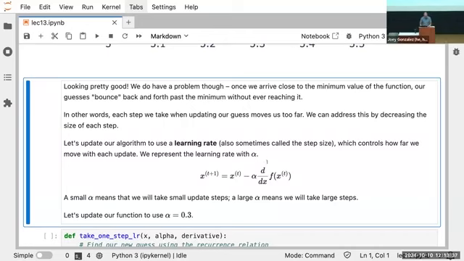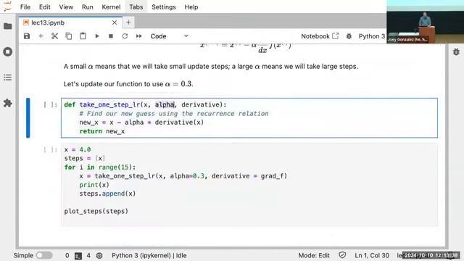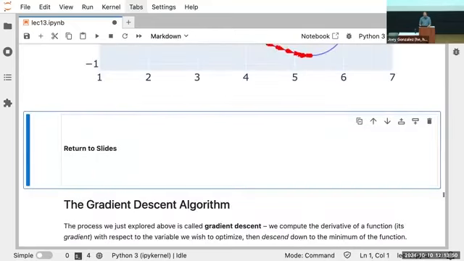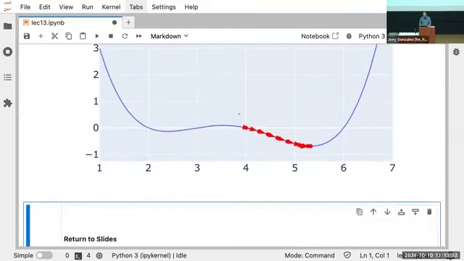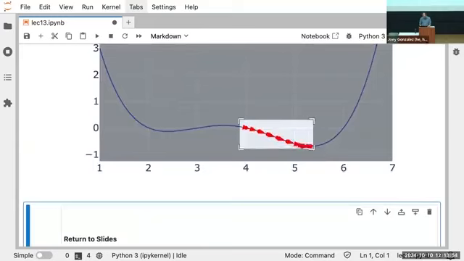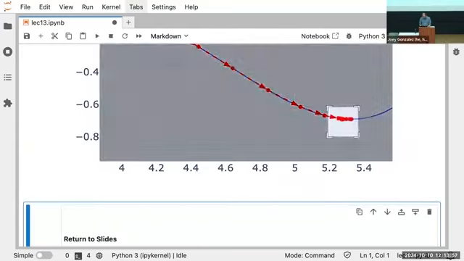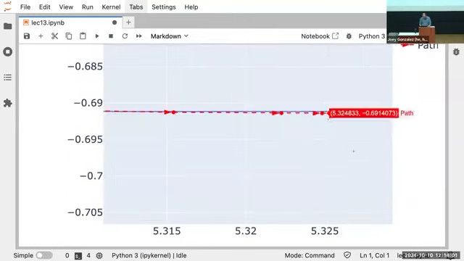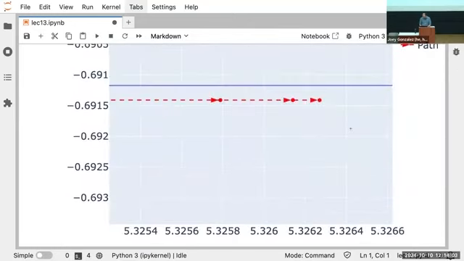All right. Take one step now with alpha. My previous guess minus alpha times the derivative. I should pick a small alpha. Let's pick 0.3. Run it again. Zoom in. Zoom in again. Oh, zoomed in too far. Getting there. So close. It just keeps getting smaller and smaller. And it gets there. Why is my blue line not where my red dots are?